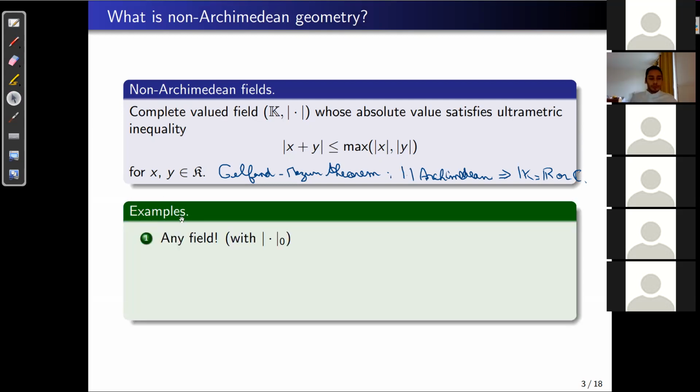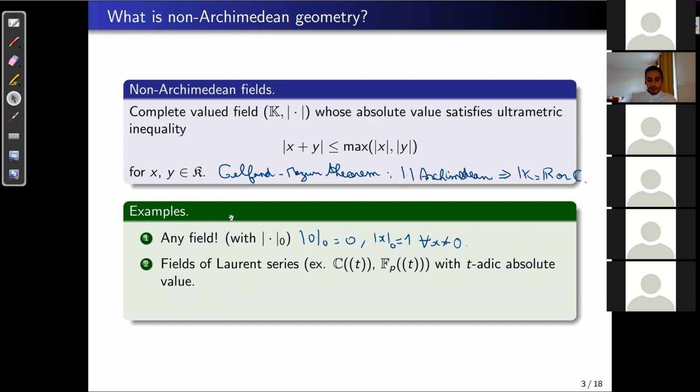So for some examples of non-Archimedean fields, technically any field can be endowed with the trivial absolute value, which is defined simply by taking the absolute value of 0 to be 0, and the absolute value of any other element in your field to be 1. And so by the very axioms of a field, any field can have this trivial absolute value. So it's technically non-Archimedean, but it doesn't really respect the structure of the field.